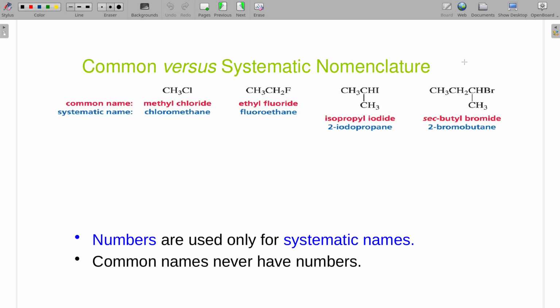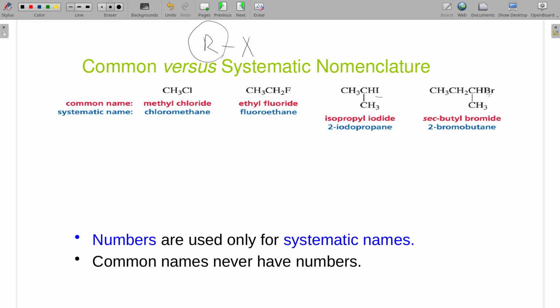Alright, now common names get used a lot on our smaller and simpler alkyl halides because basically what we end up doing is, you can think of any alkyl halide as having an organic compound attached to a halogen. Well, if I can name this as if it's a substituent and then just name the halogen, I've generated a common name. So methyl chloride really is just saying there's a methyl attached to a chlorine, ethyl fluoride, ethyl group to a fluorine, isopropyl iodide, isopropyl, and then the iodide, and then sec-butyl bromide. But those are common names.